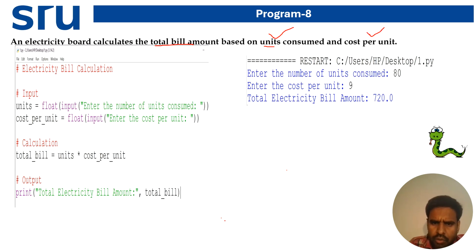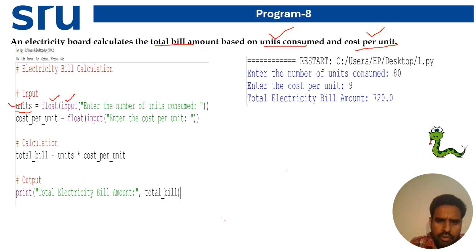So two inputs are there. First, how many units are consumed by the consumer, and second, what is the cost per unit. So we have to take two inputs. First, units. I am taking the float data type. Why float and not int? Because the units may be decimal, suppose someone has consumed 80.5. So we take float, and I'm using the input function to take the input from the user.